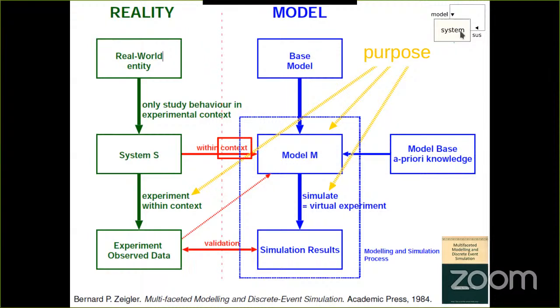So it could be a physical artifact playing the role of a model of another physical artifact, or it could be a software artifact that is playing the role of a model for a physical artifact, or a software artifact for a software artifact, and so forth. There are many combinations.